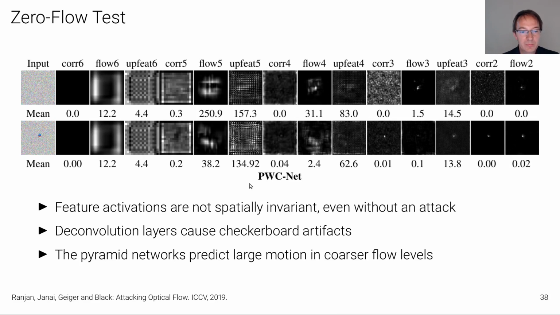In contrast, while PWCNet also has spatially variant features and the deconvolution layers cause checkerboard artifacts, it doesn't suffer from this difference. So the attacked and the unattacked feature maps look very similar. And while it also produces some errors in the flow field at coarser flow levels, it somehow is able to refine this at finer levels of the pyramid to undo these errors that it originally made in order to produce an optical flow field that is actually more precise.